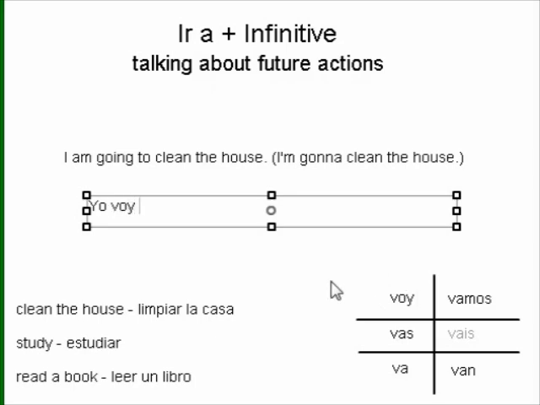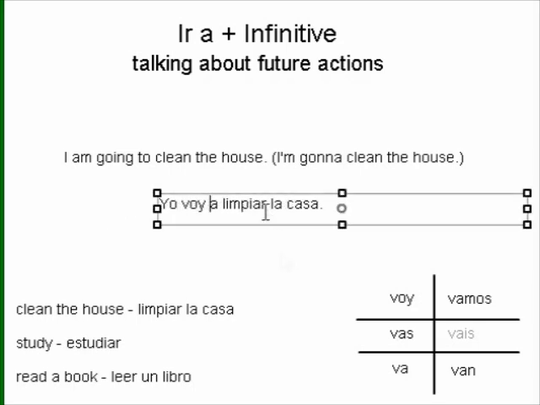So yo voy. Then we have to have the word a, and in this case it doesn't actually translate into anything in English, but we still have to have it because that's just the rule in Spanish. Then we need our infinitive, which we see is limpiar. And then la casa just means the house, so we need that just to complete our phrase here. Yo voy a limpiar la casa.